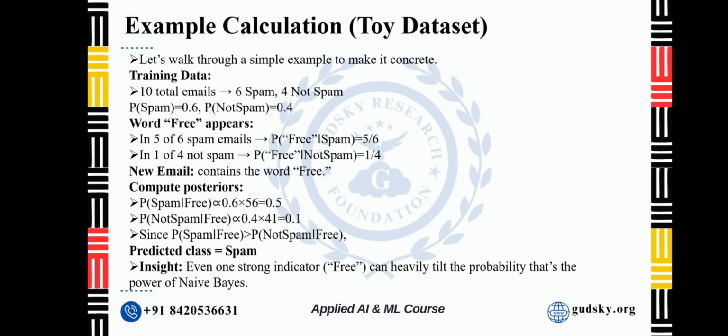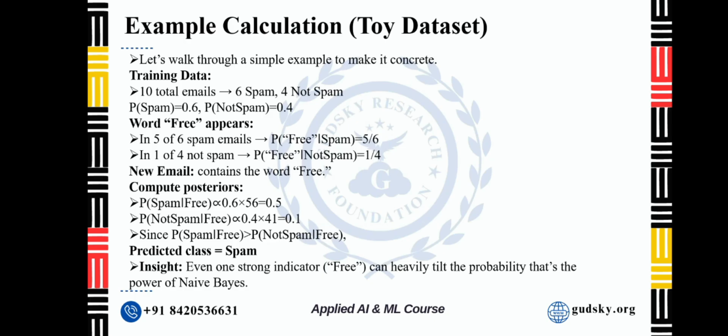And if we go to the next slide, an example calculation using a toy dataset. Now let's go through a simple toy dataset example to see naive Bayes in action. Suppose we have a total of 10 emails, 6 are spam and 4 are not spam. So the priors are P of spam equals 0.6 and P of not spam equals 0.4. Now let's say the word free appears in 5 of 6 spam emails, so P of free given spam equals 5 by 6. And in one of the 4 non-spam emails, P of free given not spam equals 1 by 4.